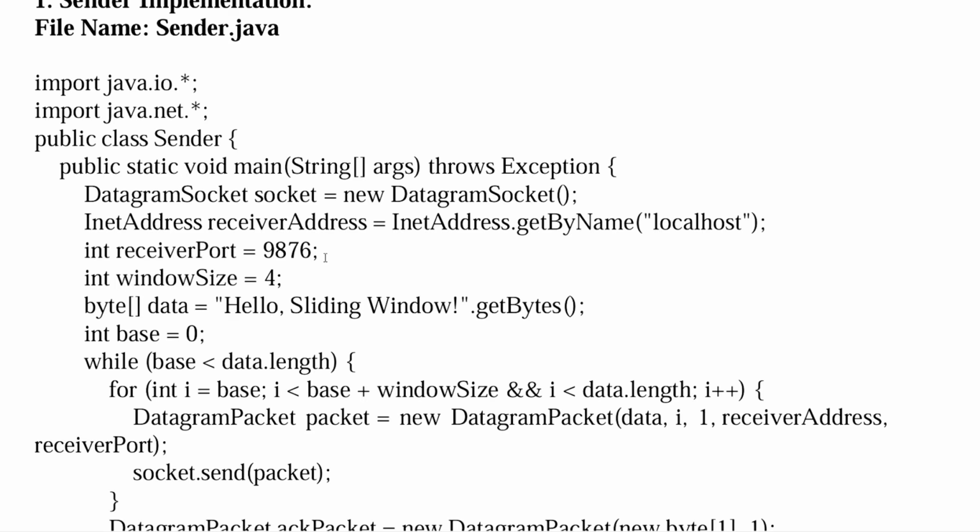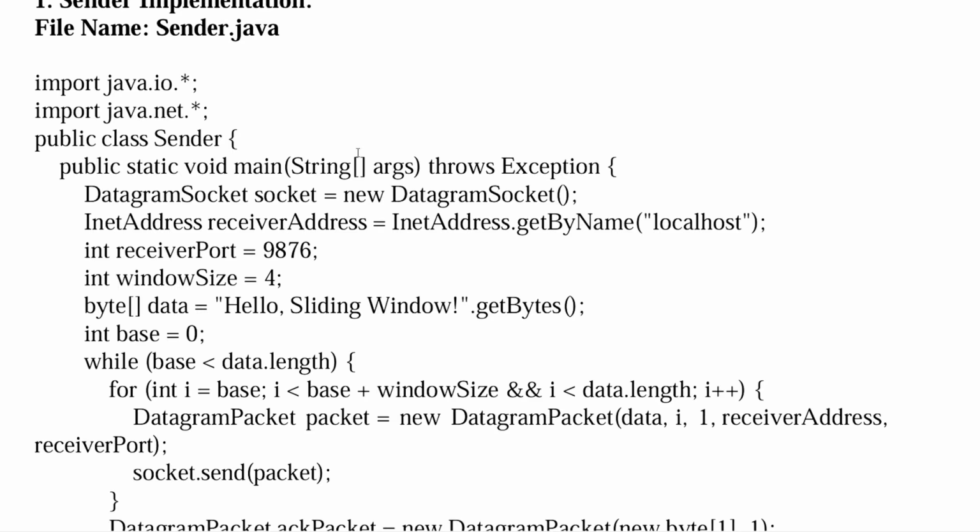The next step is to create the datagram packet. DatagramPacket packet equals new DatagramPacket(data, i, 1, receiverAddress, receiverPort). Here I am sending 1 byte at a time. The parameters are: data is the byte array, i is the offset, which is the sequence number, 1 is the length, 1 byte, receiverAddress is the destination internet protocol address, and receiverPort is the destination port. Next I want to send it using socket.send(packet), which sends the packet using UDP. UDP is connectionless.